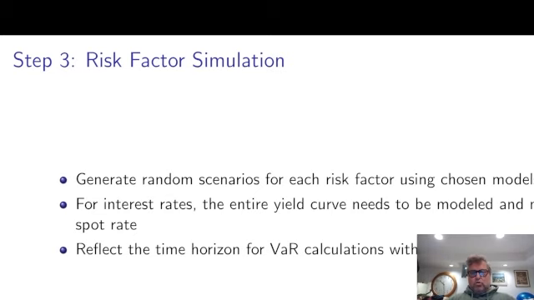And therefore you need to reflect the time horizon for your VaR calculation and the appropriate granularity of your time steps in the VaR calculation. And the time steps are important also because you age your portfolio. If you have a VaR calculation time period of 1 year forward in time, you need to age and simulate your portfolio forward to 1 year.